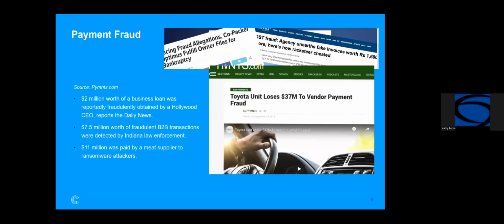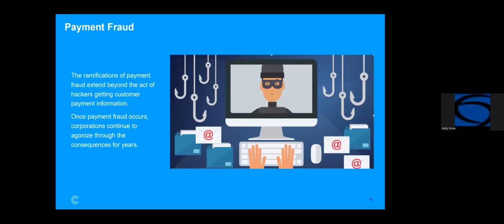Here you can see even larger amounts here. We've got $2 million worth of business loan fraudulently obtained by a Hollywood CEO. We've got $7.5 million worth of fraudulent B2B transactions detected by Indiana law enforcement, and even $11 million was paid by a meat supplier to ransomware attackers. So you can see this is a very real problem.